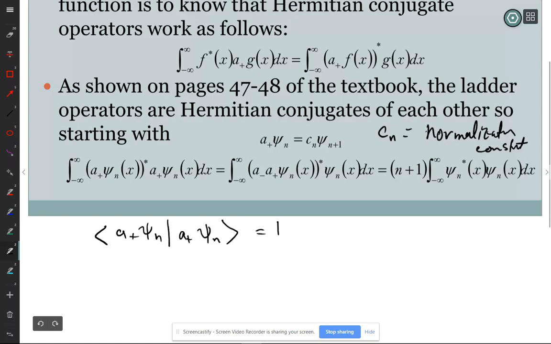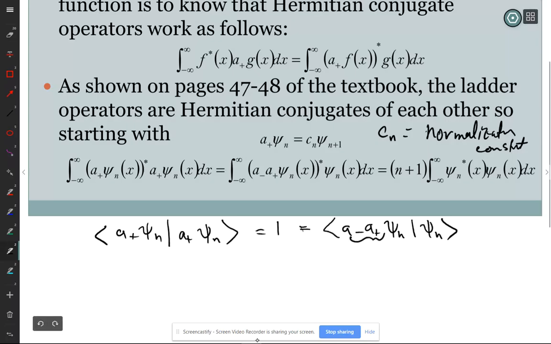That should be 1, right? A plus psi n is psi n plus 1. I can move this across to make this equal to... but here's why it gets easier than it would have to be otherwise.